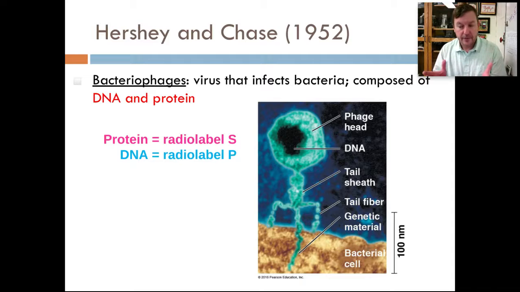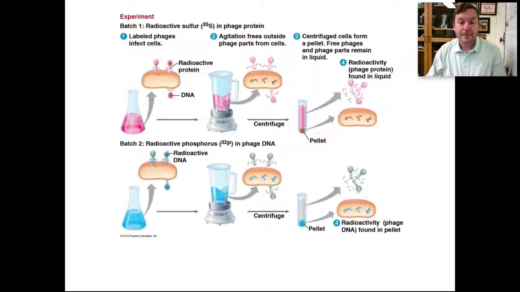What they did was they took the protein that the bacteriophage uses to make its coat, its head and its outer shell of the virus, and they gave it radioactively labeled sulfur. That was a part of that coat of the virus. They also gave it radioactively labeled phosphorus. Then they allowed them to infect bacteria.